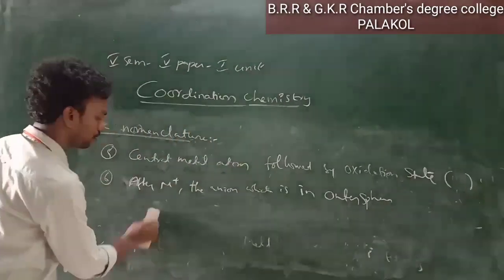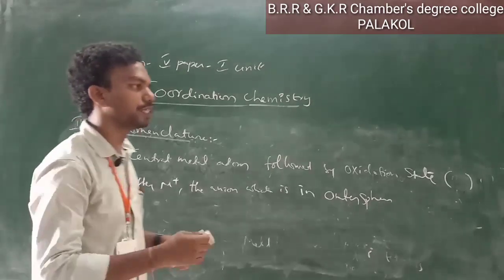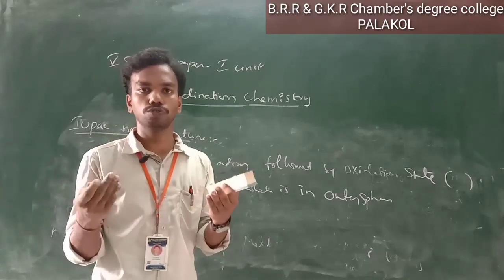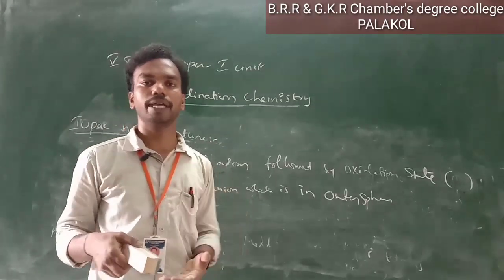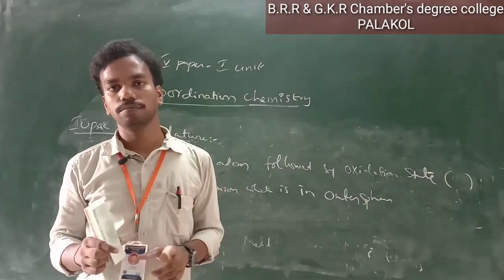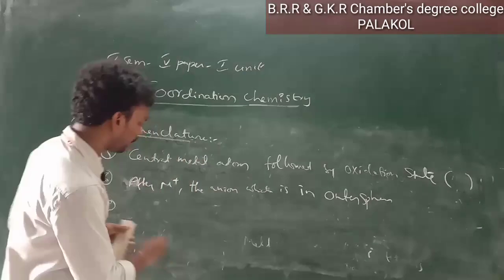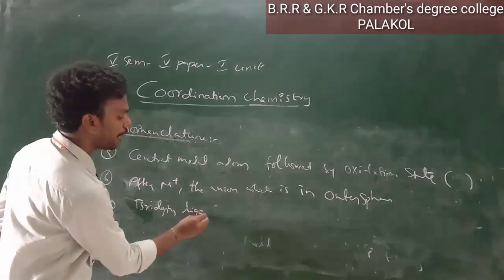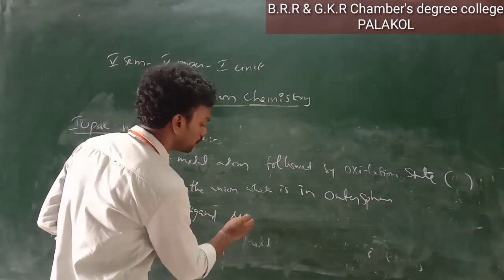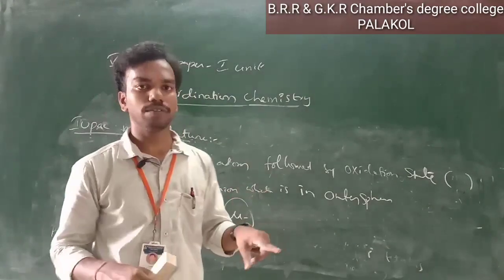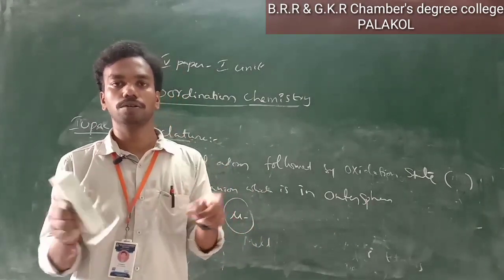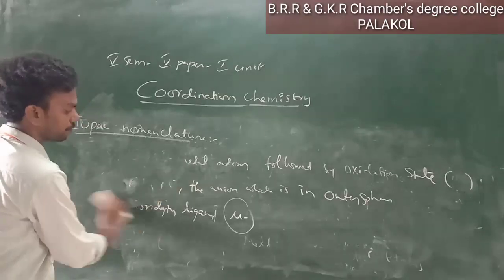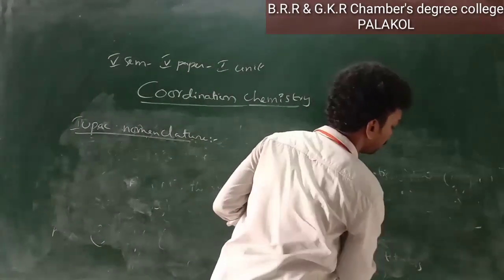And the last one. If you have more than one metal in the coordination sphere, those two metal atoms are joined by ligands. Those ligands are called bridging ligands. While naming the bridging ligands, use the prefix mu. This mu indicates that the ligand acts as a bridge between those metal atoms. So that is rule number 7, the last rule. These are the few rules you have to remember while naming coordination compounds.